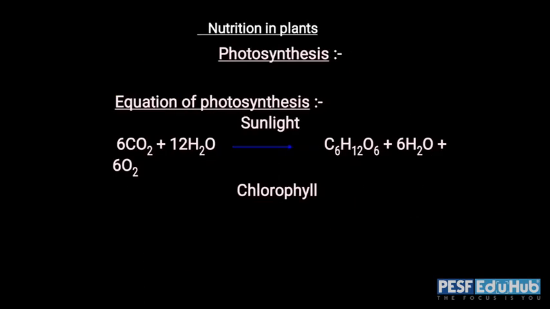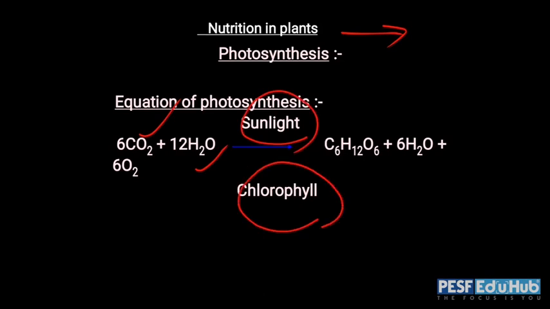Next, we have to discuss nutrition in plants. What type of nutrition is found in plants? I have already told you that plants prepare their own food by a process called photosynthesis. Such a type of nutrition is called autotrophic nutrition. The process by which plants synthesize carbohydrate or food by using carbon dioxide and water in presence of sunlight and chlorophyll is called photosynthesis. The product is carbohydrate or glucose. Many glucose join to form starch and are stored in plants.